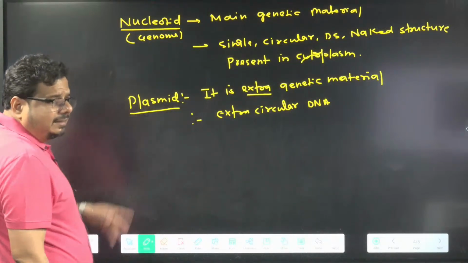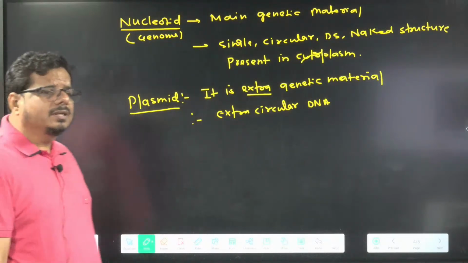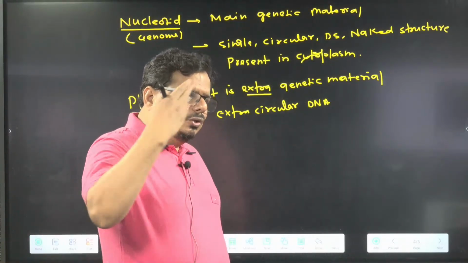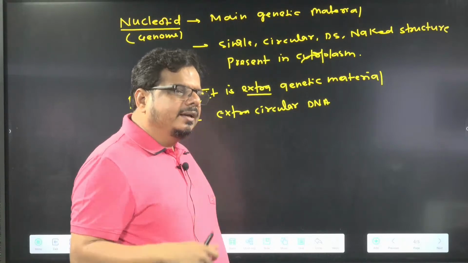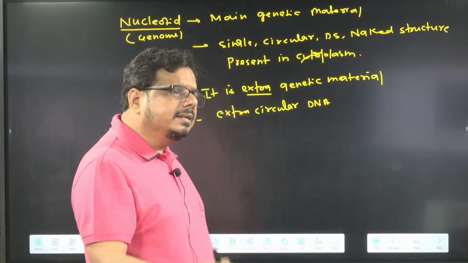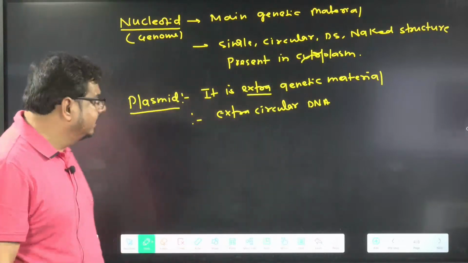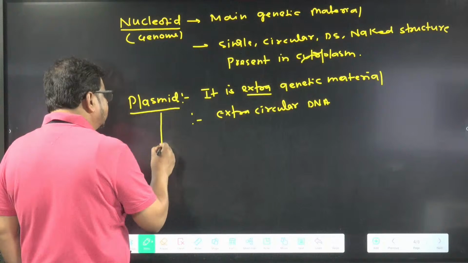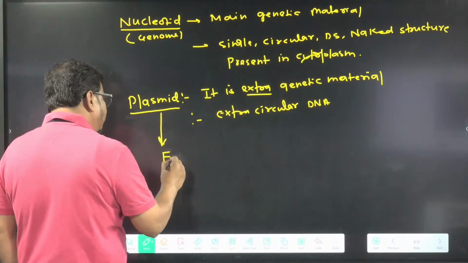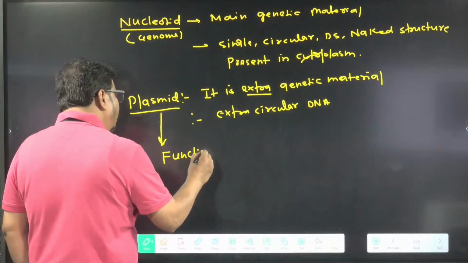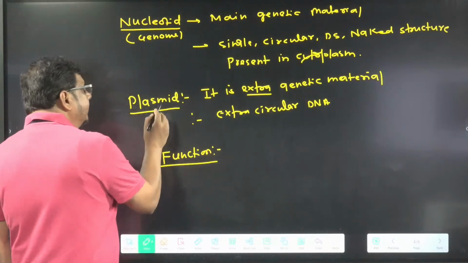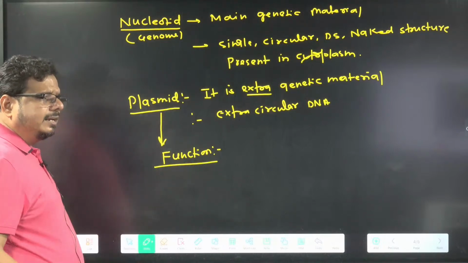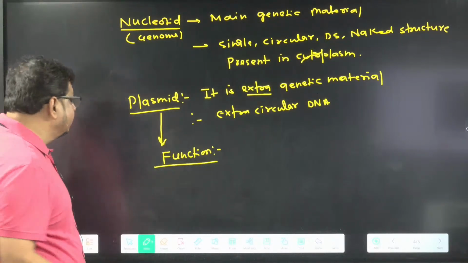Now, if DNA is there, it will do some job, because genes are there. And if genes are there, genotype is there due to the genes, and they will perform some function. So they change the phenotype of the cell. Phenotype means the physical expression of the cell. So what are the jobs done by the plasmid? See, it is not doing any main function. Even if plasmid is not there in a cell, the cell will survive. But when plasmid is there, it does some additional function.